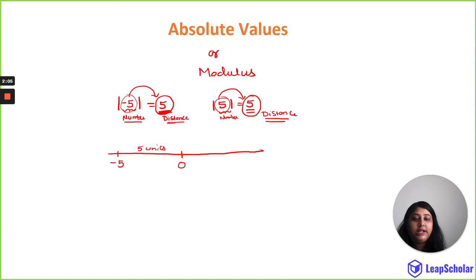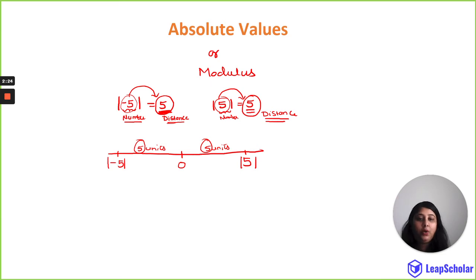Similarly here, what is the number you have? Plus 5 is how far from 0? It is 5 units away from 0. That is why modulus of minus 5 is 5, and modulus of plus 5 is also 5. It is the distance which you are measuring from 0.